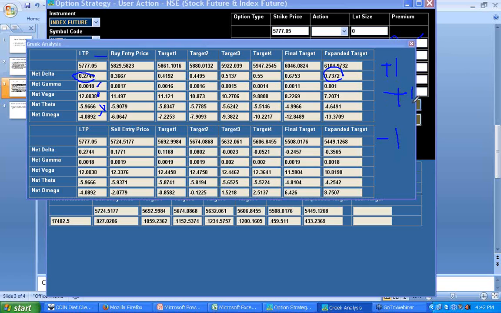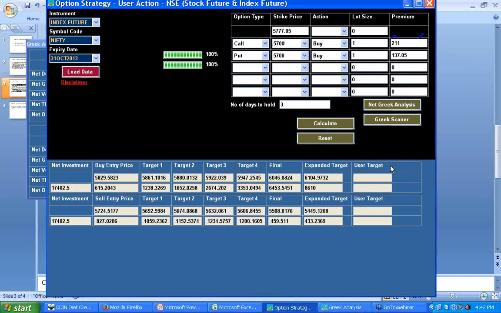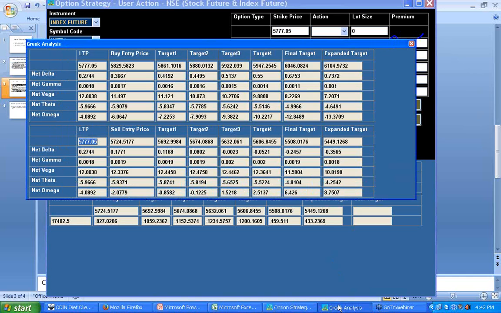Future delta is always 1. So this is how my delta will behave, and accordingly my profit and loss also will change. In one click of a button, you will know what the net delta is.